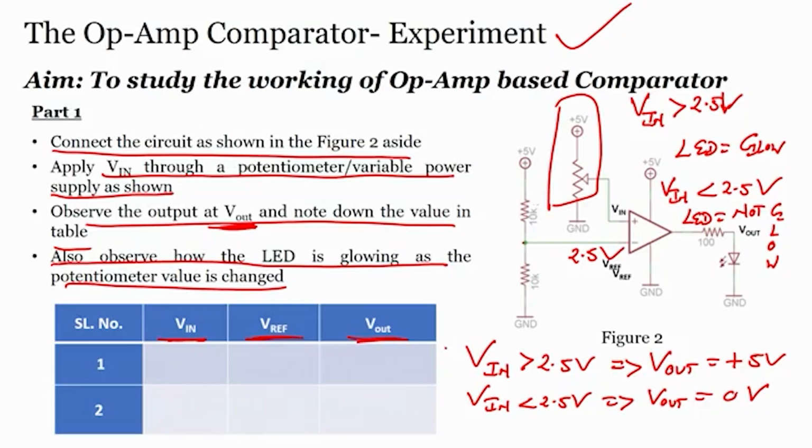In this case we have done the same thing, and we could see how an op amp can be used as a comparator. The LED was taken as an example to show that the output is high and the output is low. Alright, so let us move to the next module.